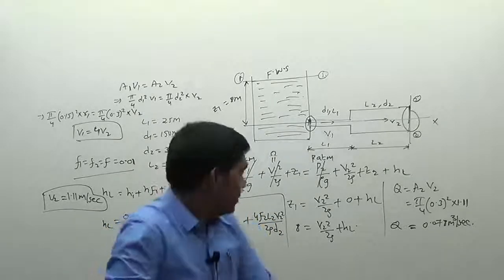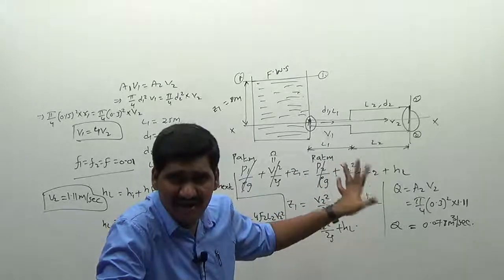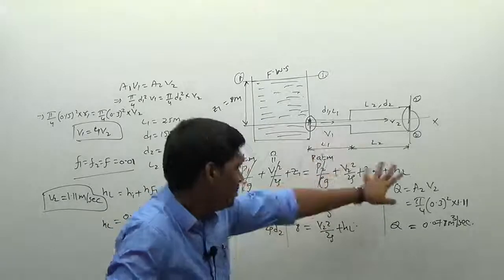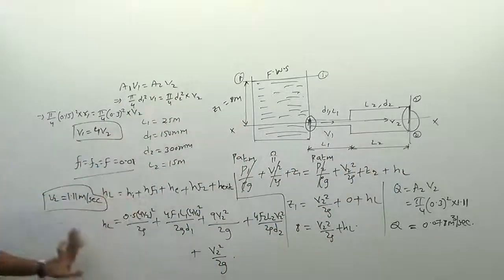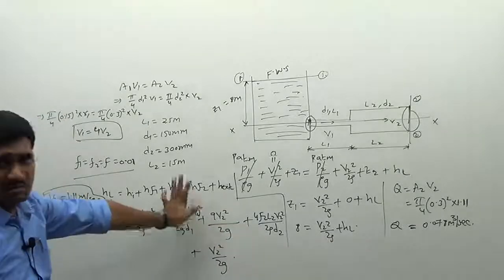Okay. So already for this figure we have seen the total energy line or the energy gradient line, and the hydraulic gradient line also we have seen. This is the way we can represent all the losses in the given pipeline. All these are the losses here in the given pipeline. Okay, just please note down.